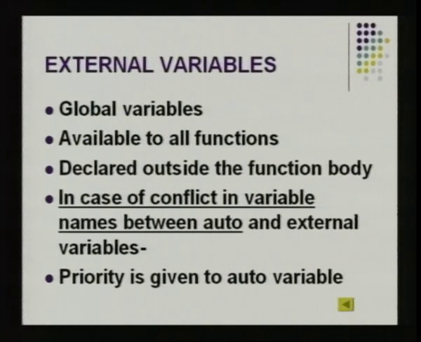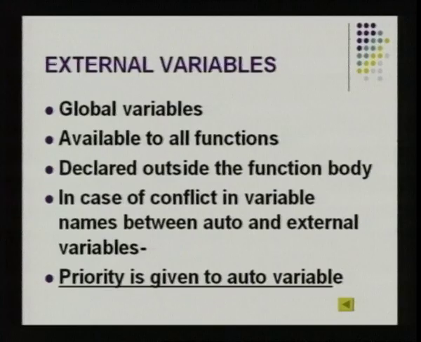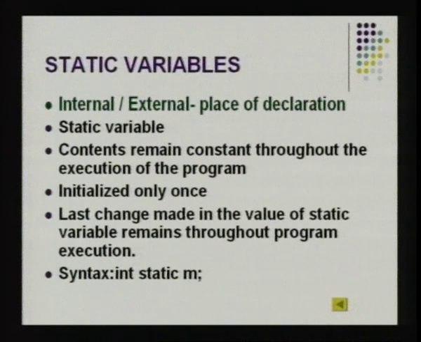In case of conflict in variable names, priority is given to the auto variable. The global variable will be hidden after that, because the local variable's work will be over once it is outside the function. So once a conflict arises, the compiler will not give an error, it will simply give the preference to the local variable. Static variables can be internal or external type based on where they are declared.